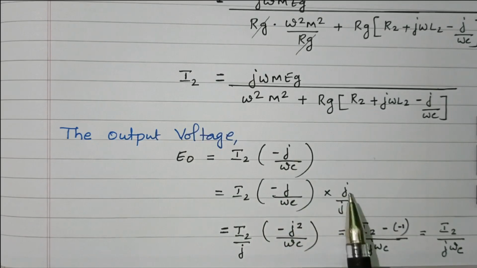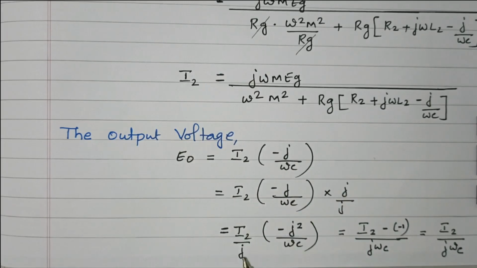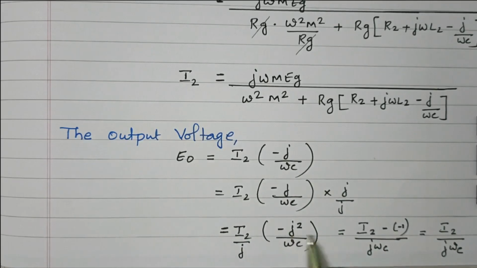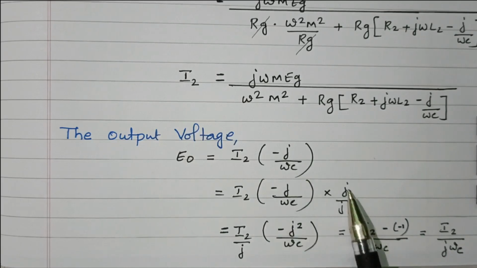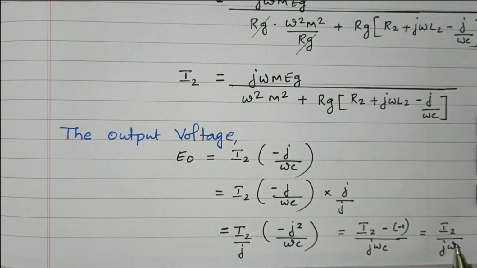This is multiplied and divided by j. So what happened here? This j becomes j square, minus j square I2 divided by j. This j is divided here into omega C. We know that j square is minus 1. Already one minus is there, so it becomes plus. So I2 divided by j omega C. In order to bring the j to the denominator, we multiplied and divided by j. Now I2 times minus j omega C becomes I2 divided by j omega C. Here negative has become positive. Now we'll go for the further simplification.